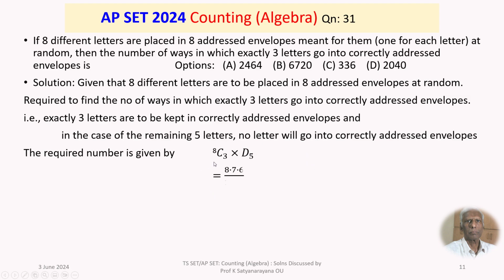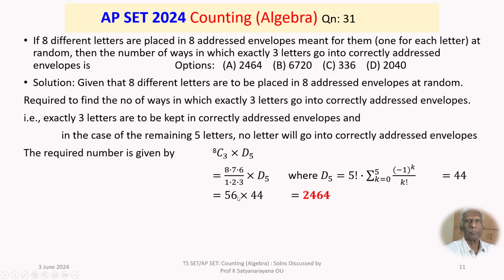That's equal to 8C3, which is 8 into 7 into 6 by 1 into 2 into 3, multiplied by D5. D5 we have already calculated, and that is equal to 44. When you simplify, it is 56 into 44. When you multiply, you will get 2464, and that is option A. So the answer to this question is option A.